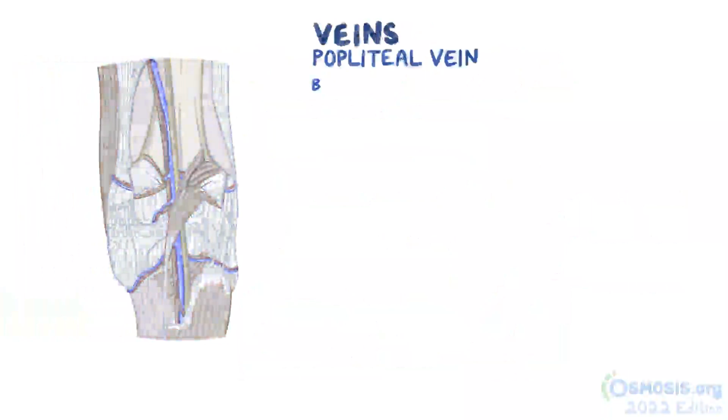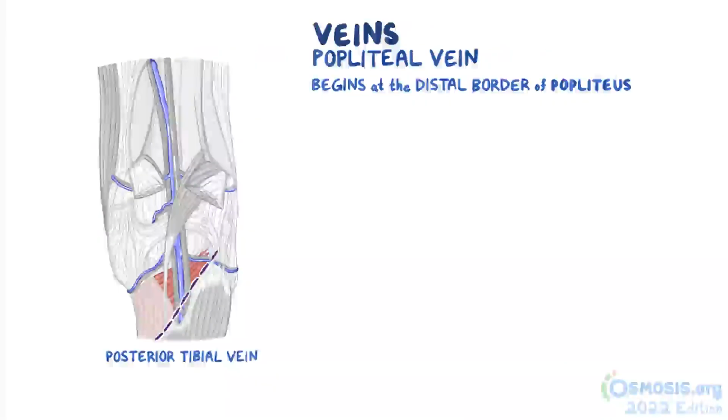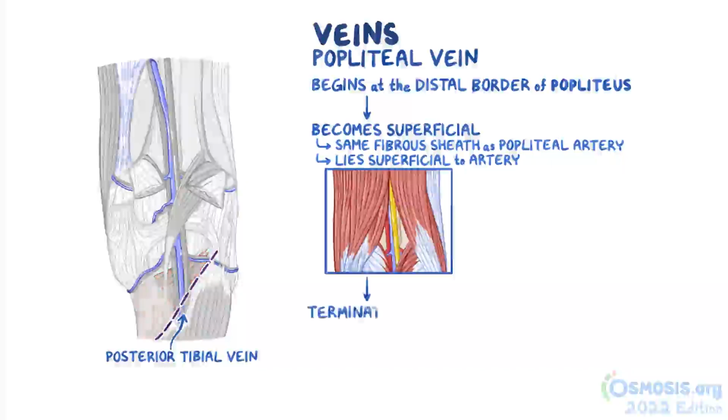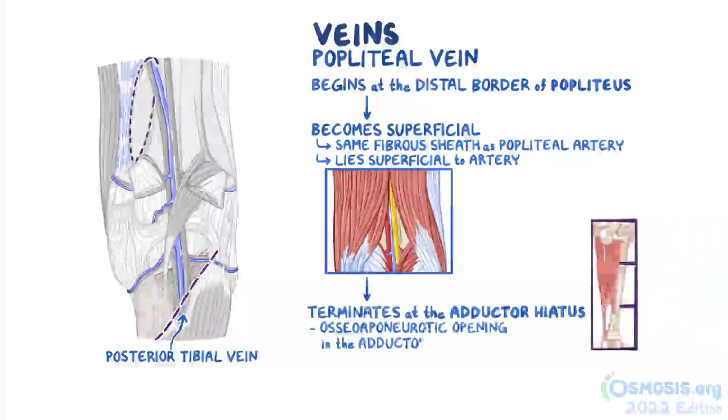Moving on, there are the veins. The popliteal vein begins at the distal border of the popliteus as a continuation of the posterior tibial vein. It ascends in the same fibrous sheath as the popliteal artery, but it lies superficial to the artery. The popliteal vein terminates at the adductor hiatus, which is an osteoaponeurotic opening in the adductor magnus at the junction of the middle 1/3 and lower 1/3 of the thigh. After traversing the hiatus, it becomes the femoral vein.